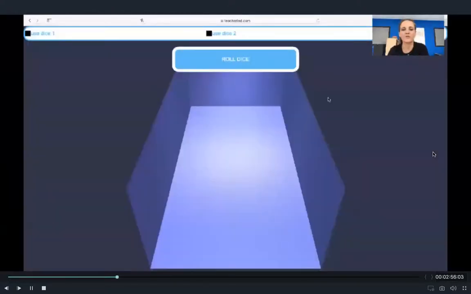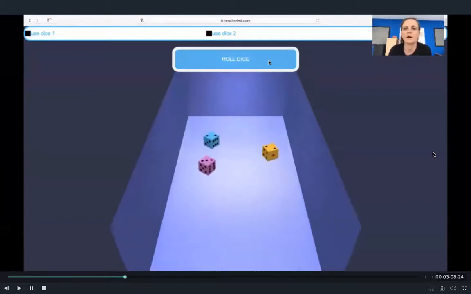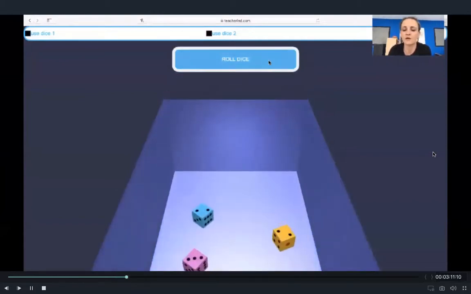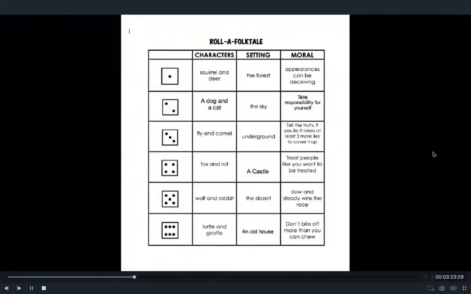As you can see, I've got my dice as well, so I'm going to roll it, and then we're going to go and check what my characters are going to be. I've actually ended up rolling 3 dice, but I'm going to take the blue dice, and it says it's a number 2. So let's go and have a look at what that is. We can see from my rolled number 2 dice that my characters in my story are going to be a dog and a cat.